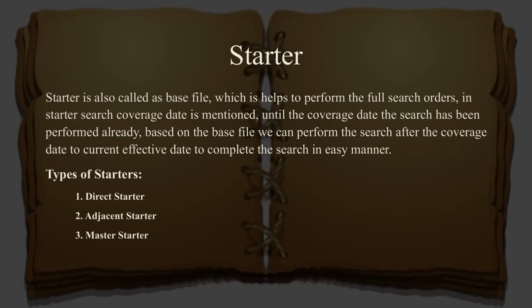Third one is master starter. Many lots or units are available and it is very difficult to find out the correct property legal, but subdivision or condominium names and plat or CCNR are matching. This kind of starter is called a master starter.